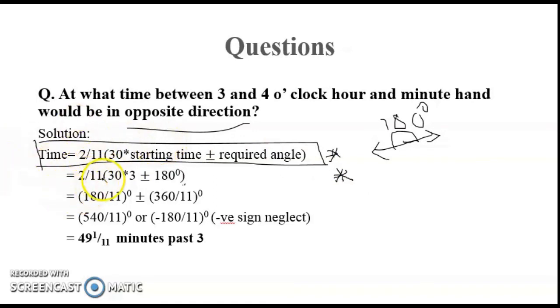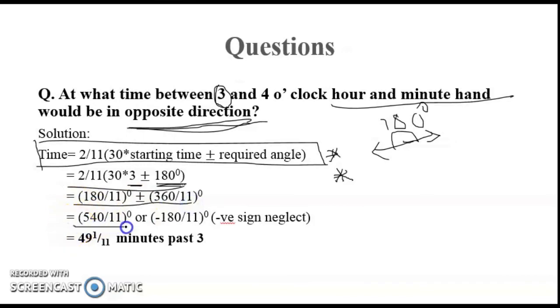Now let's solve the question. 2 by 11 into (30 into 3), where 3 is the starting time, plus or minus 180 degree, because the angle formed by hour hand and minute hand is 180 degree when they are in opposite direction, basically in a straight line. After simplifying, this is 180 by 11 degree plus or minus 360 by 11 degree. After simplifying it more, the answer is 540 by 11 degree or minus 180 by 11 degree.